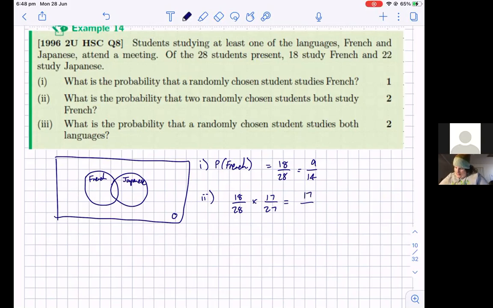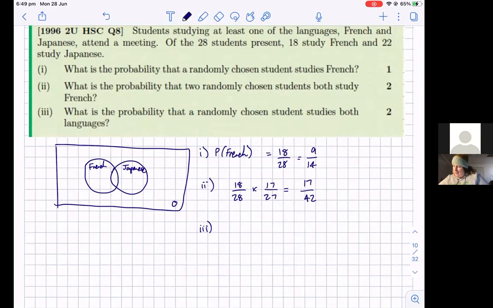So we got 17 out of the 42 study both. Anyway, the probability that 2 randomly chosen students, 17 over 42, the probability that they study both languages.